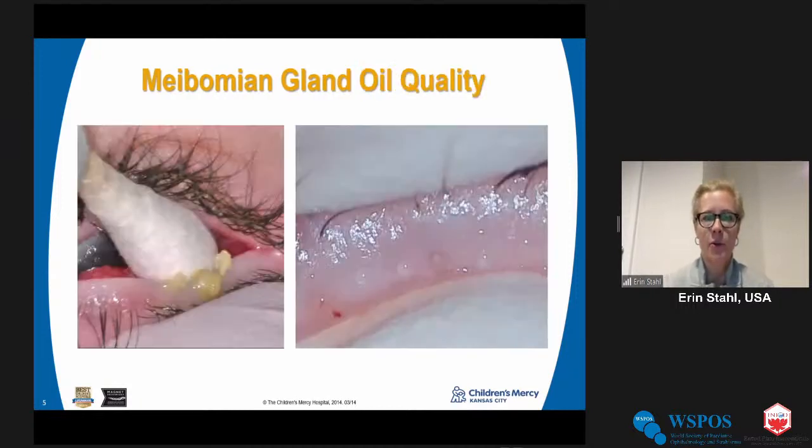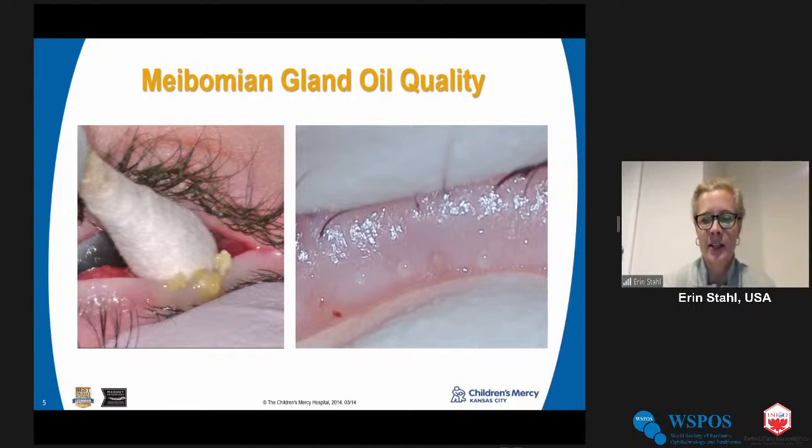When we talk about poor oil quality, I think we're all familiar with that picture on the left, where you express the glands and you can call it toothpaste, turbid, bacteria-laden, granular. When you push on those meibomian glands and this is what comes out, you have problems within the glands and on the ocular surface as well.